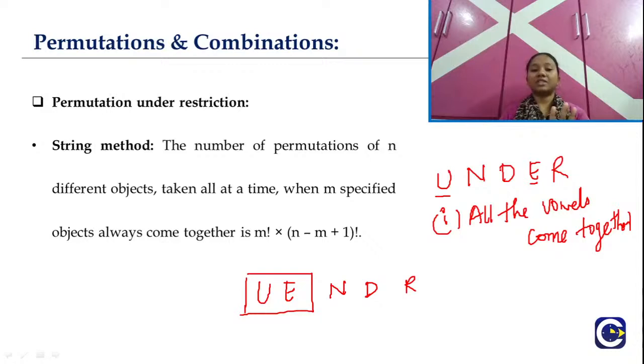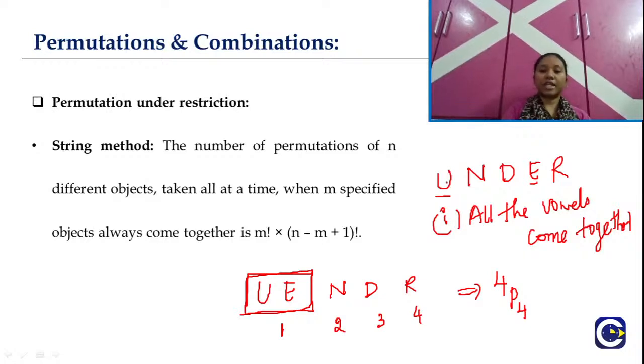But the condition states here that these vowels always come together. So whatever must come together, I make into a box and keep it aside, and the remaining will be arranged like this. Now I'll number them. This box together will always be counted as 1 and the others will be single: that is 2, 3, 4. So here we are having 4. The n is 4, all taken at a time. So how many ways can this be arranged? 4P4.